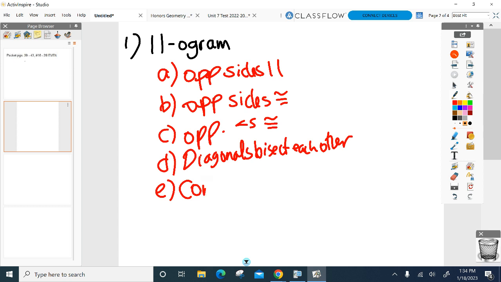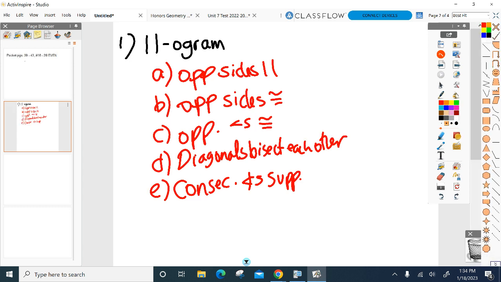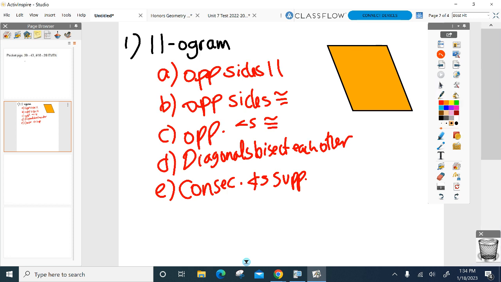Consecutive angles supplementary, and I'm going to ask you what that means here. What's that word, consecutive? If this is parallelogram ABCD, how do I label it? Clockwise or counterclockwise? I don't jump diagonally. ABCD. Give me a pair of consecutive angles. A and B, B and C, C and D, D and A. They add up to 180. Good. Perfect.